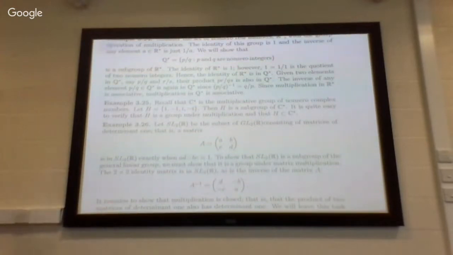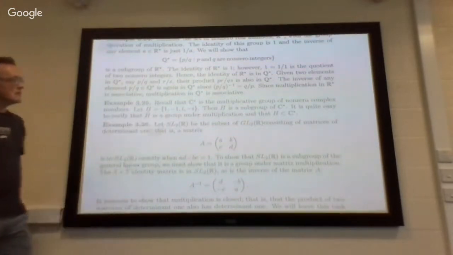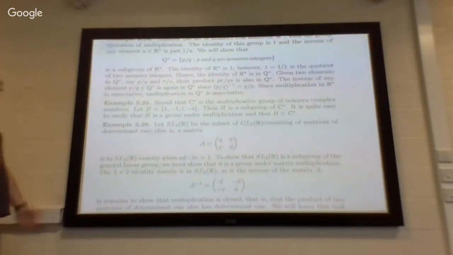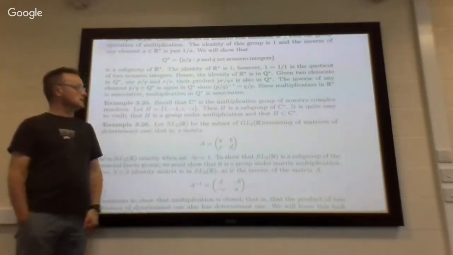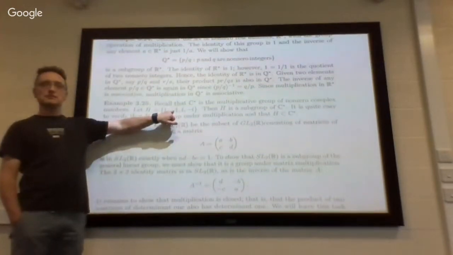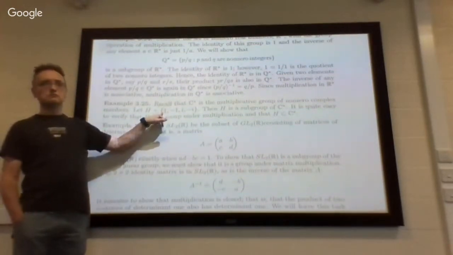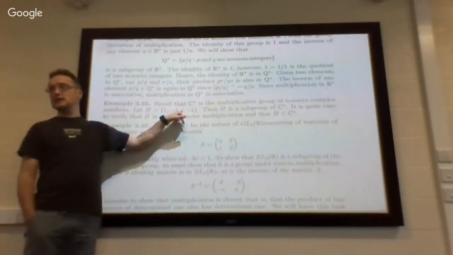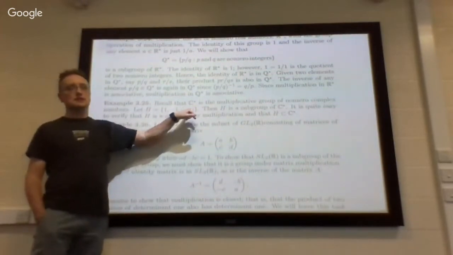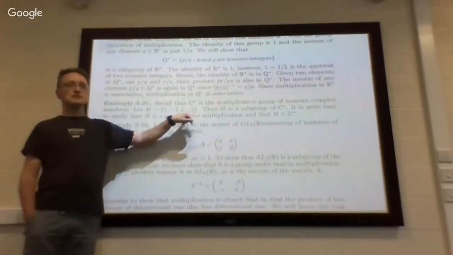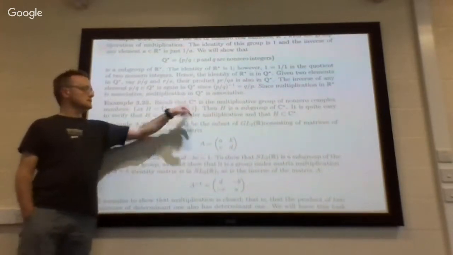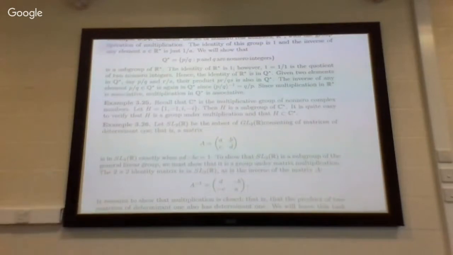It's got the identity element, 1, the complex number 1. And it's got all the inverses. Okay, the inverse of i is minus i. The inverse of minus 1 is itself. The inverse of 1 is 1. The inverse of minus i is i. So it has all the necessary inverses. It's closed under the operation. It has the identity. So it's a subgroup.